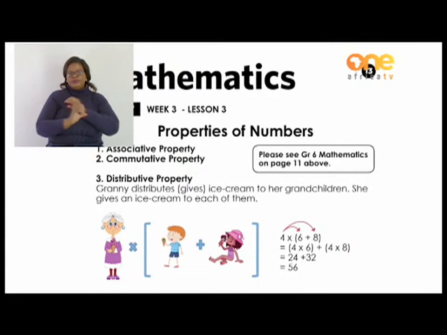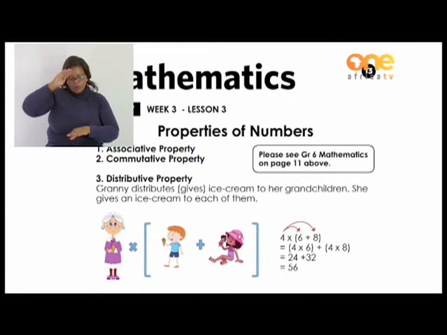The first two, check on your booklet for lessons for grade 6. They are explained there. So in our grade 7, we cannot repeat the same things. So let us start with distributive property.